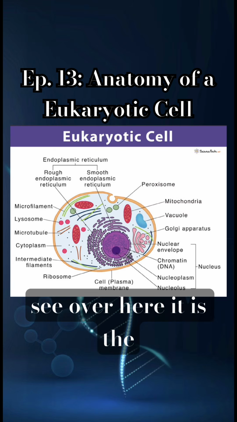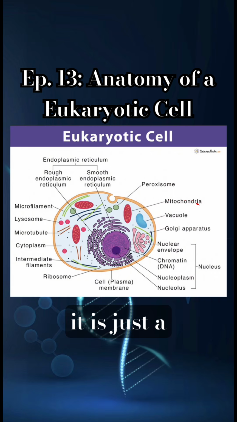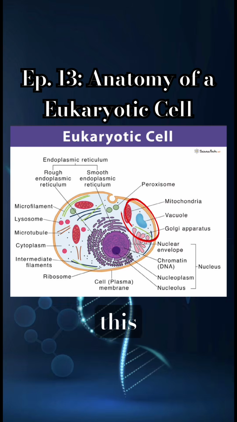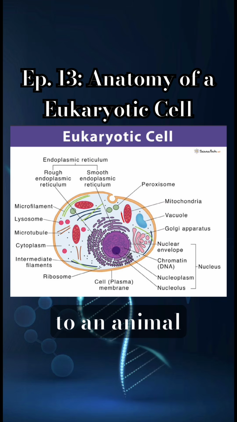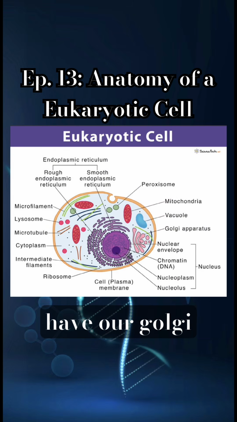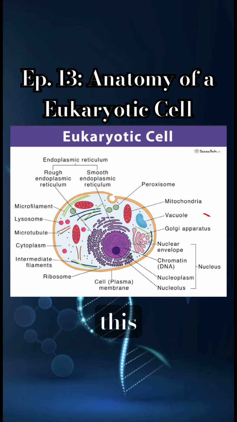Next, you see over here, it is the vacuole. It is just a storage system where it stores all water substances, and it usually just stores the waste mostly. But as you see here, this seems to be similar to an animal cell mostly because it's really small. But if you notice in plant cells, because of their high water content that they need, it will be a lot bigger. Next, we have our Golgi apparatus, and this basically transports and packages proteins.